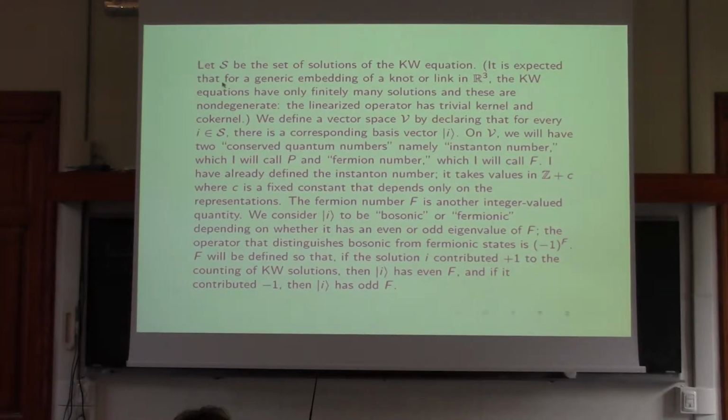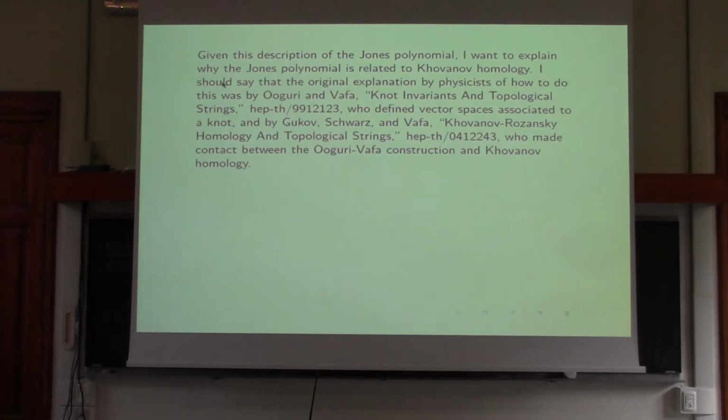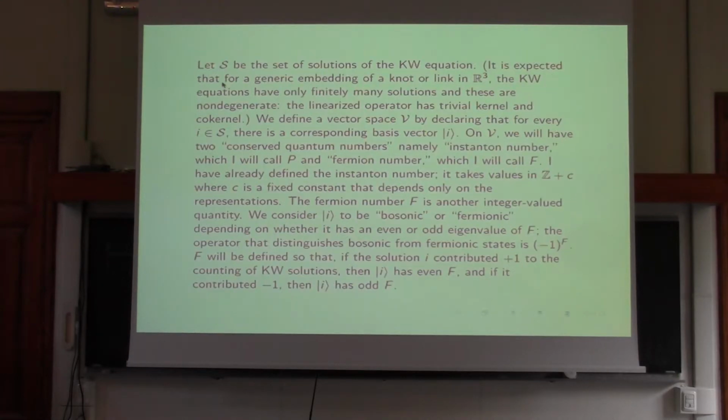So, unfortunately, this is a very long slide, but we'll go through it bit by bit. I'm not sure if I can say anything to help those who are just coming in catch up. We're starting from where we were last time, that the quantum knot invariant for a knot in R3 can be gotten by counting solutions of the KW equation in R3 times R plus. Is the knot actually going through time? No, the knot lives in the boundary, as I've said a few times.